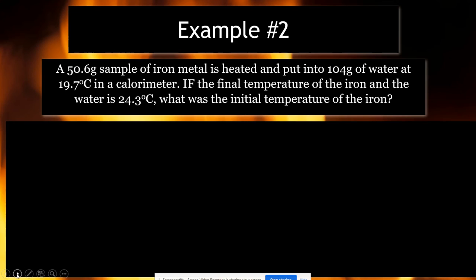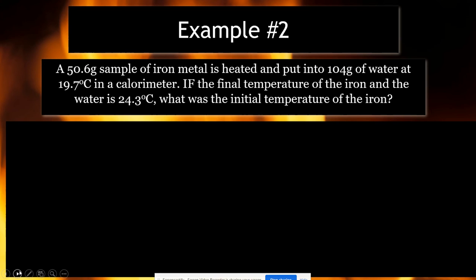Okay, let's do one more. So this one says a 50.6 gram sample of iron metal is heated and put into 104 grams of water at 19.7 degrees Celsius in a calorimeter. If the final temperature of the iron and the water is 24.3 degrees Celsius, what was the initial temperature of the iron? Now, the chemistry on this one's going to be just as simple as the one before, just plugging in all the information that we have.